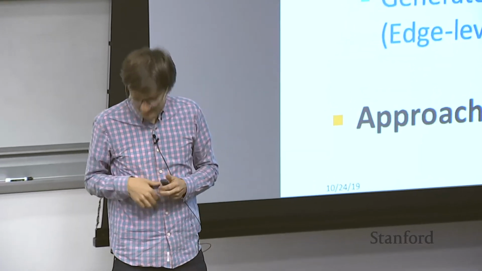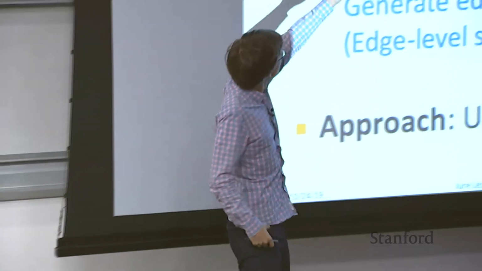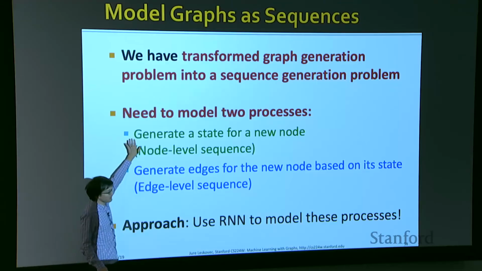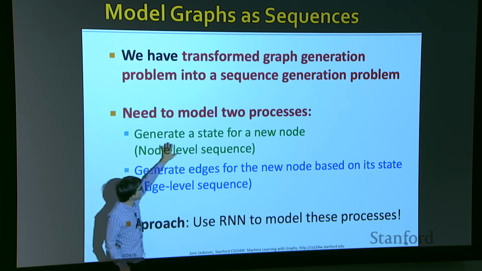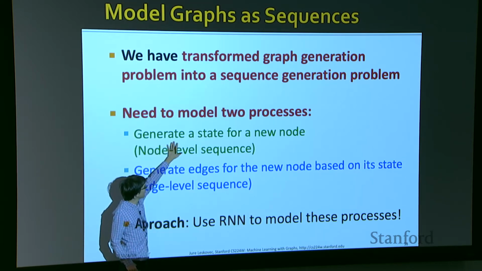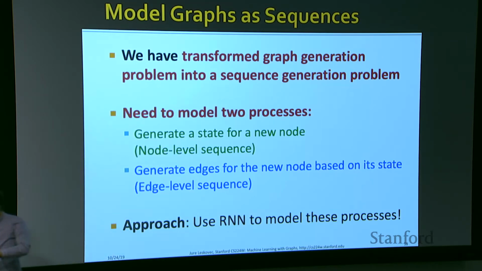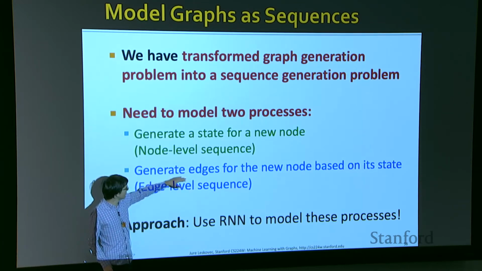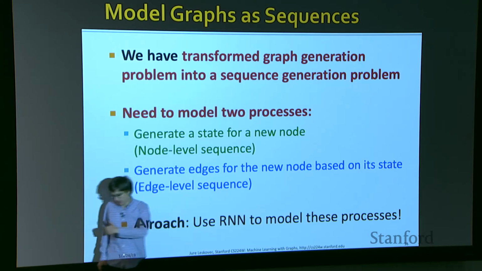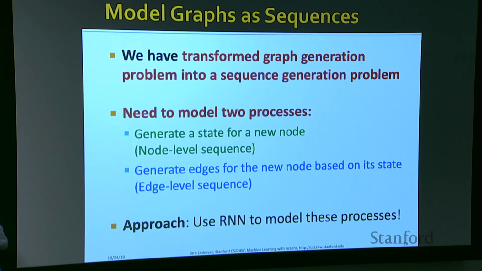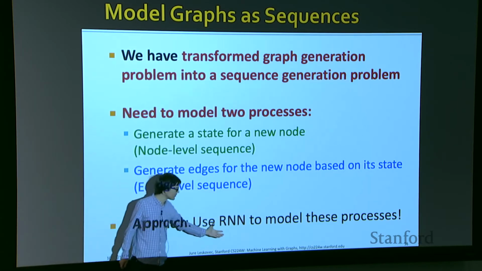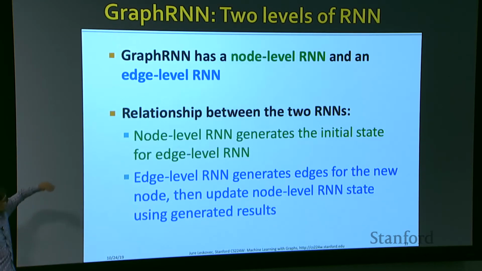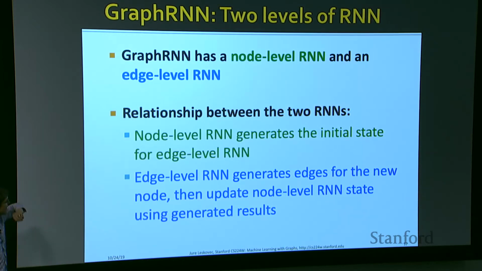Okay. So what have we done so far? We transformed the graph generation problem into a sequence generation problem, and we said we need to model 2 processes. One is the node level, which, given what we have generated so far, generates the new node. And then, given the new node, we need to generate edges for this new node, right? And we will use a recurrent neural network to model these processes, okay? So we will have a node level and an edge level RNN.